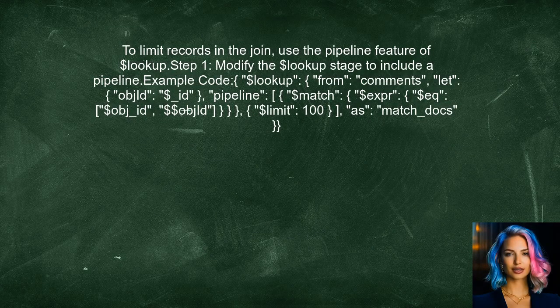more efficiently. To limit the number of records returned from the second collection during the join, the user can utilize the pipeline feature of the $lookup stage.